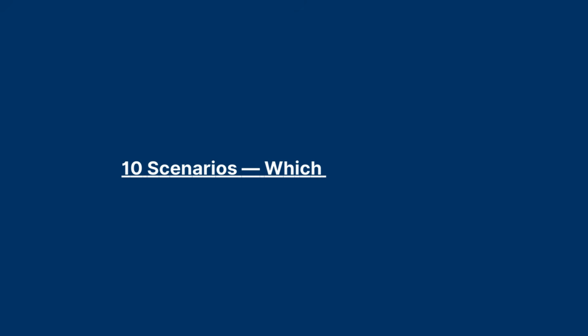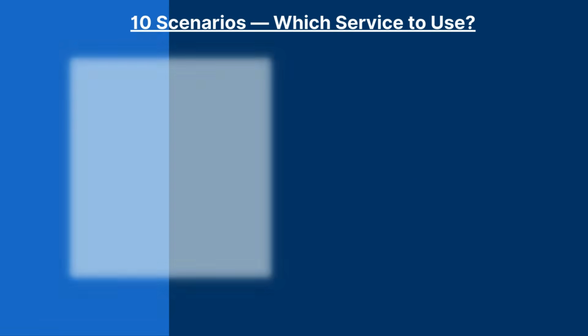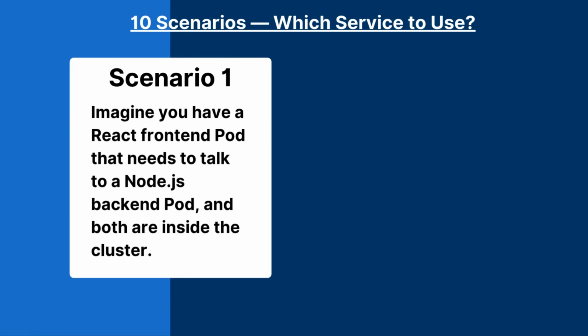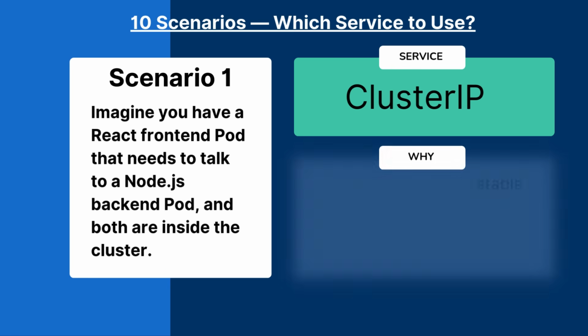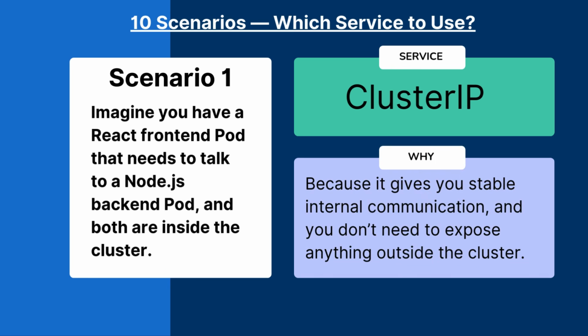Now the top 10 scenarios you have been waiting for. Which service to use for what type of application flow? Scenario 1. Imagine you have a React frontend pod that needs to connect to a Node.js backend pod, and both are inside the cluster. The right choice here is ClusterIP. Why? Because it gives you stable internal communication and you don't need to expose anything outside the cluster.